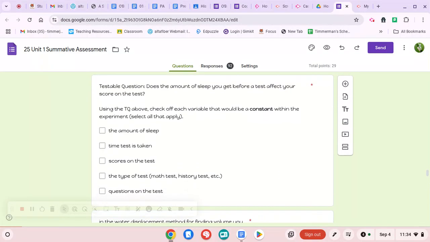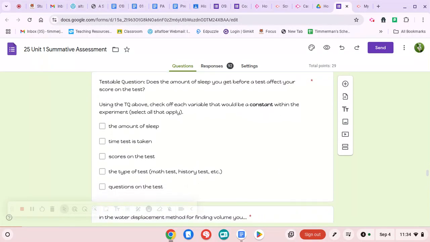Testable question: Does the amount of sleep you get before a test affect your score on the test? Using the testable question above, check off each variable that would be a constant within the experiment. Select all that apply. The amount of sleep, the time the test is taken, the scores on the test, the type of test (math test, history, etc.), questions on the test.